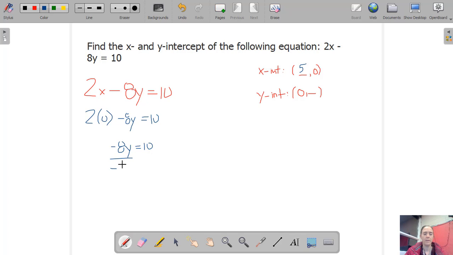So then I just have my negative 8y equals 10. So I'm going to divide by negative 8. Remember, because we're multiplying, we just have to do the opposite when you're solving an equation. So that's going to be y equals, and it's going to be a negative, and then you just simplify this fraction basically. So if I divide by 2 for both of them, that's going to be 5 over 4. So negative 5/4 is going to be my y-intercept.